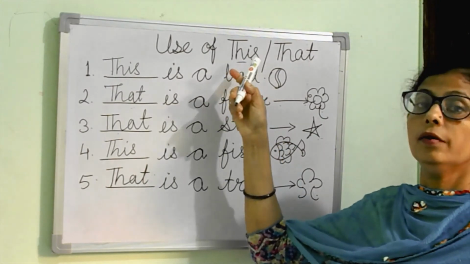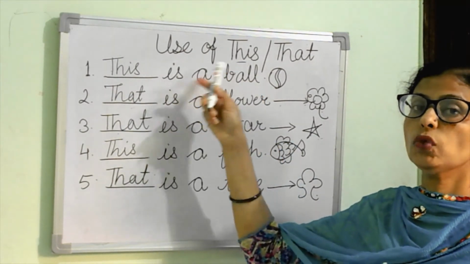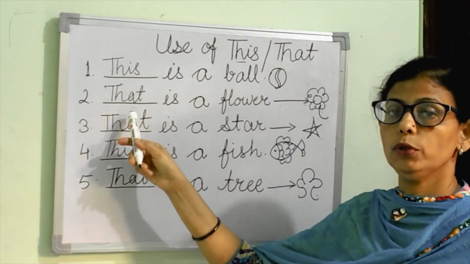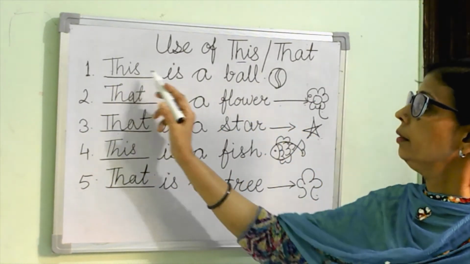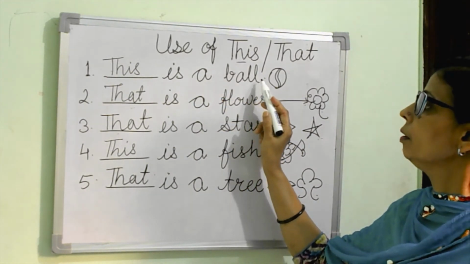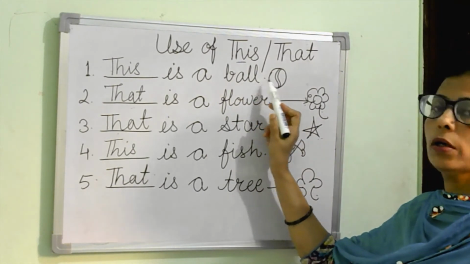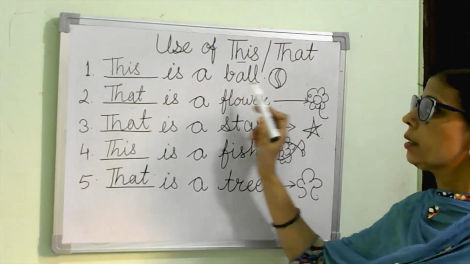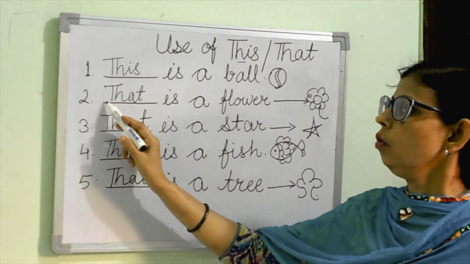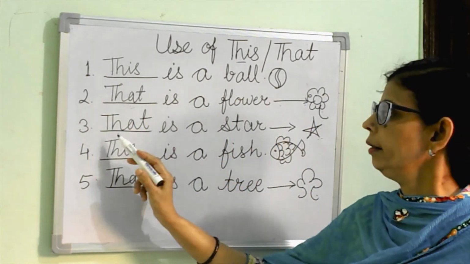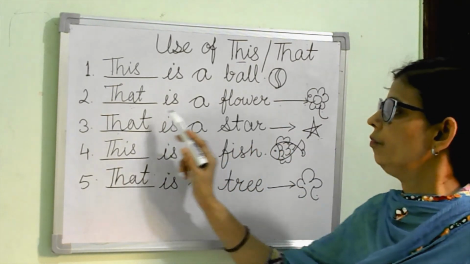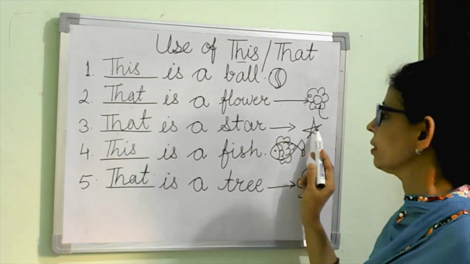The things which are near to us, we will use this for, and the things which are far from us, we will use that. Number 1, this is a ball. Here we use this for the ball because the ball is near to us. That is a flower. The flower is far from us, so we will use that here. That is a star. The star is far from us, so we will use that for the star.